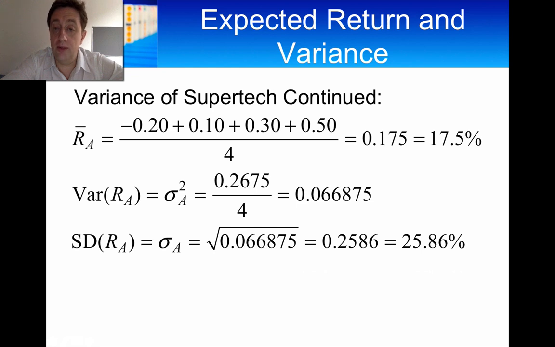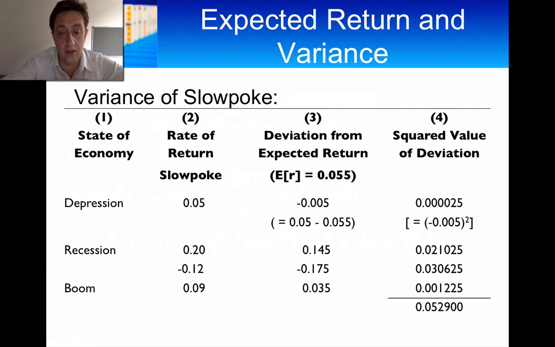The standard deviation is the square root of that. That's 0.2586. It gives us a standard deviation of 25.86%. So the expected return is 17.5%, the standard deviation is 25.86%. Now we do the exact same for Slowpoke, the exact same process.